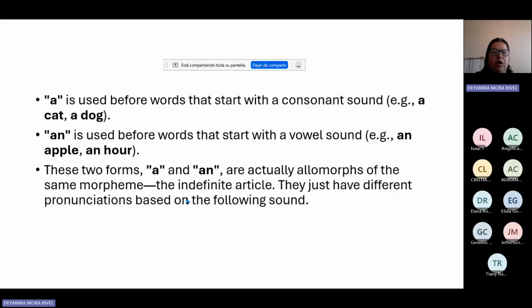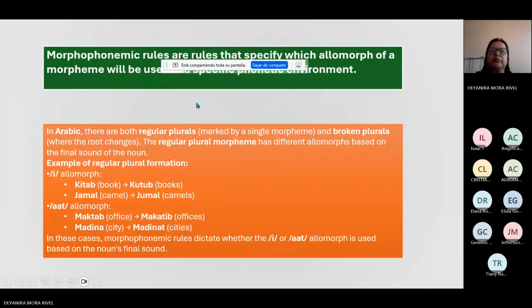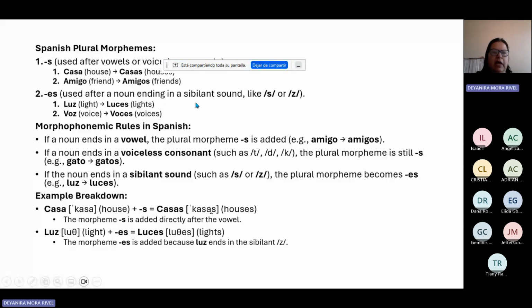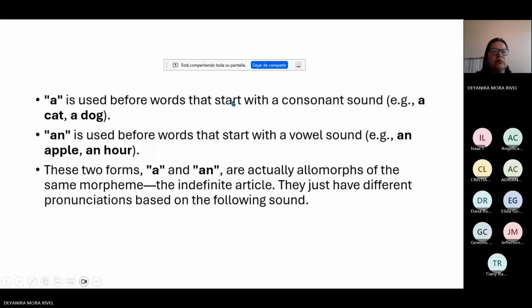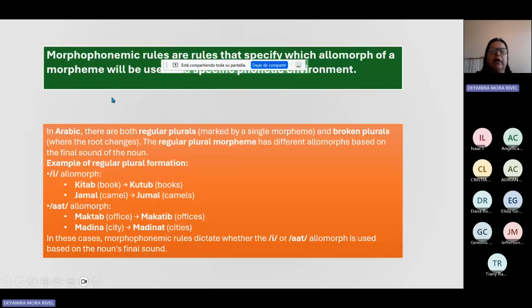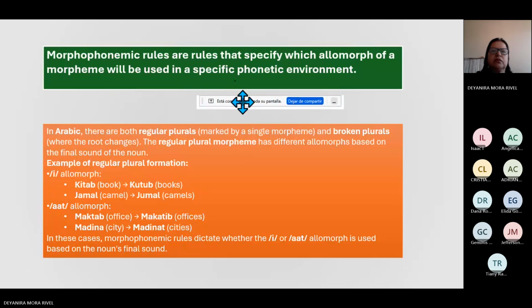So they are, see, it says, these two forms, a and an, are actually allomorphs of the same morpheme, the indefinite article. They just have different pronunciations based on the following sound. That's pretty easy to understand. Okay, and this one, I have two examples of morphophonemic rules, which are those that specify which allomorph of a morpheme will be used in a specific phonetic environment.